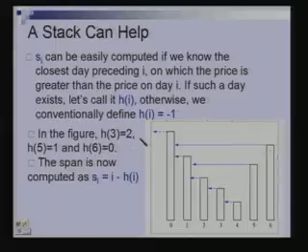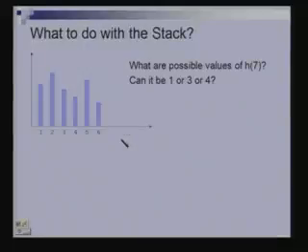Once you have computed these h's, how can you determine S sub I, the span? So, what is span of 5 then? Span for the price on day 5 is 5 minus 1, 4. So, if we can compute these h quantities, we can compute what the span is very easily. How do we compute the h quantities?